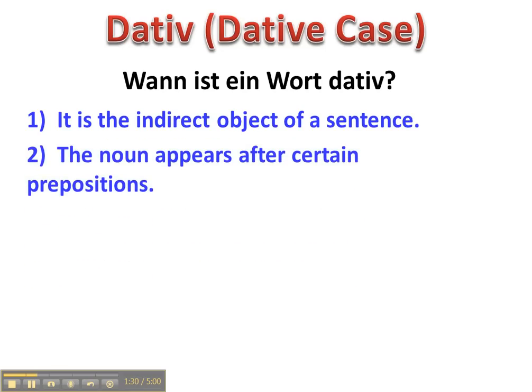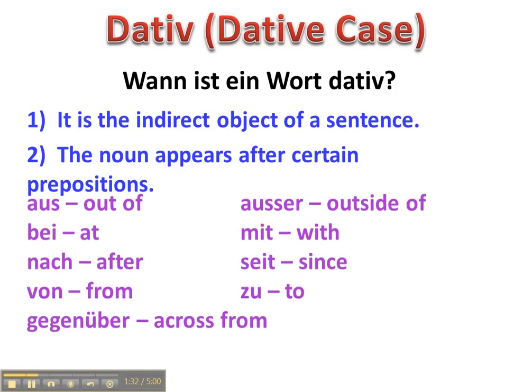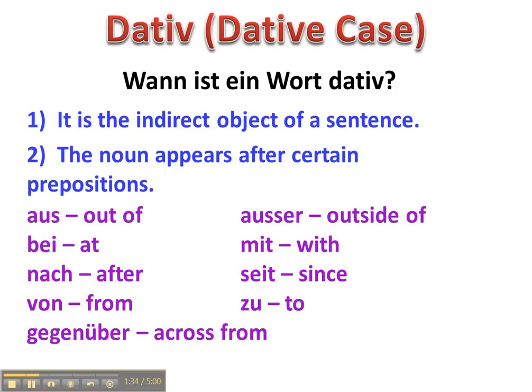The noun appears after certain prepositions. These are außer, bei, mit, nach, seit, von, zu, und gegenüber. So these are all prepositions that govern the dative. Gegenüber can also go after its object, similar to entlang in the accusative prepositions.